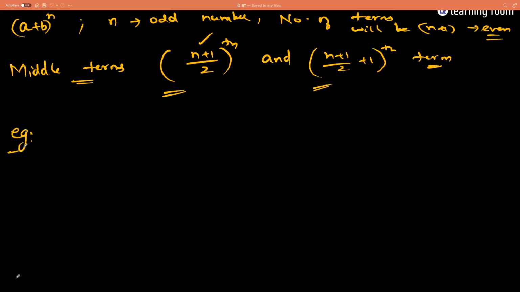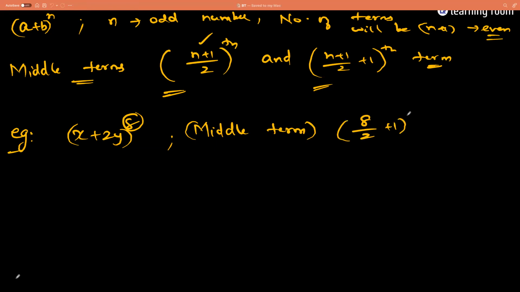I want to give you an example. If I have x plus 2y to the power 8, then find the middle term. Or I will say, which term is the middle term? Can you tell me? So power is even. What will be the number of terms? It will be odd. Right. So what will be the middle term? It will be 8 by 2 plus 1 term.